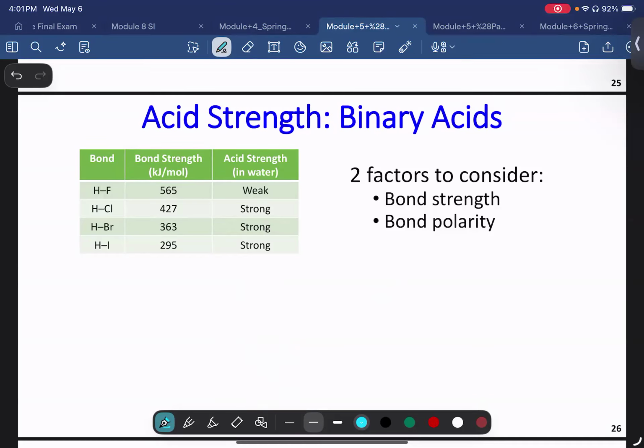Another example could be NH3, PH3, right? But these wouldn't be acids, these would be bases, but I don't think you would be expected to answer that kind of question. But the idea here is that as you go down a column with binary acids, you're increasing in strength. And that's because the bond between these two things is weakening, allowing the H to come off easier.